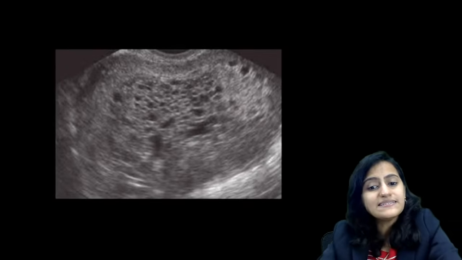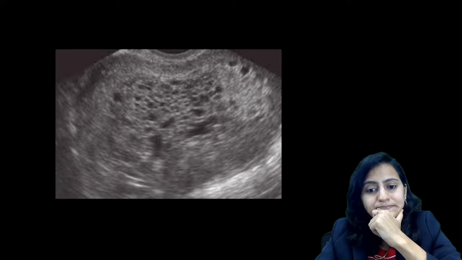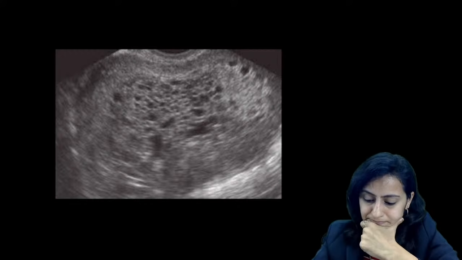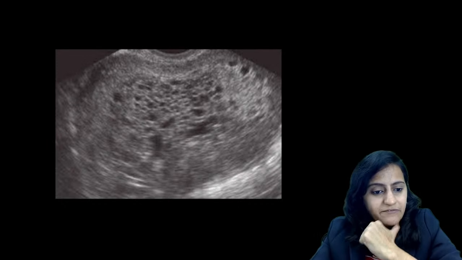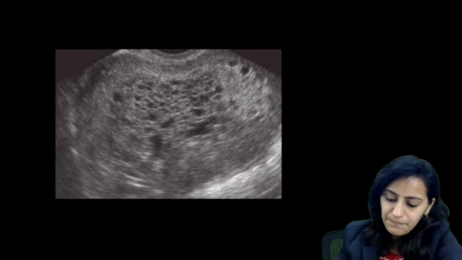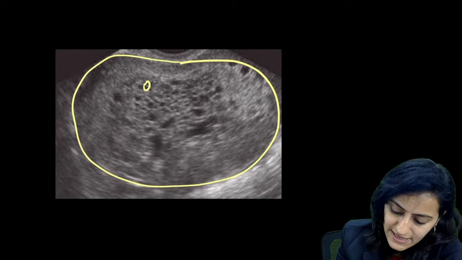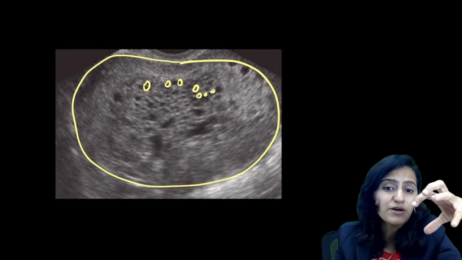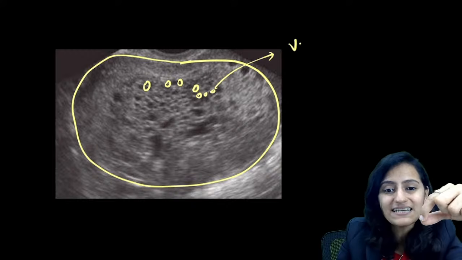What do you think this image is showing here? Very good. Yes, Karima, that is the molar pregnancy, the snowstorm appearance. So this is the uterus that we are seeing, and in the endometrial cavity, we have this multiple cystic appearance. Why do I call it cyst? Because it is black. Fluid is black. So this is the vesicle-like appearance.